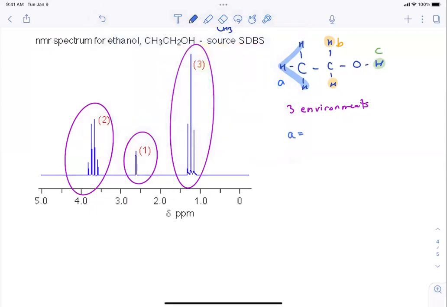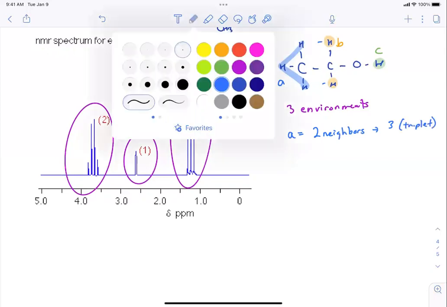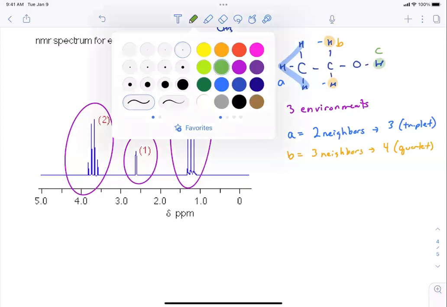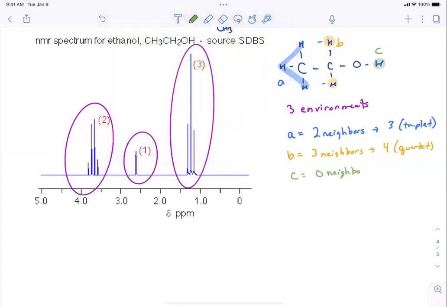In A, how many neighboring hydrogens do I have in ethanol? Two. These two hydrogens are the neighboring hydrogens to that CH3 environment. So there are two neighbors. Therefore, what splitting pattern should you have? How many peaks should it split into? A triplet, three. The B environment has how many neighboring hydrogens? Three. So that means you have four peaks, a quartet. And C has zero because it's on an oxygen, so it's going to have a singlet.